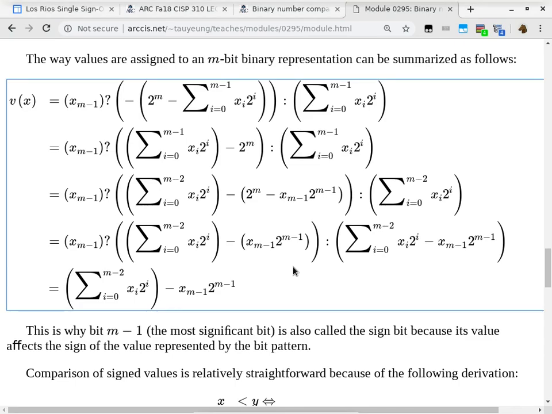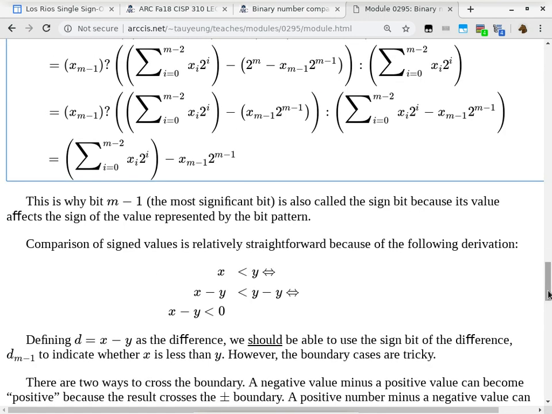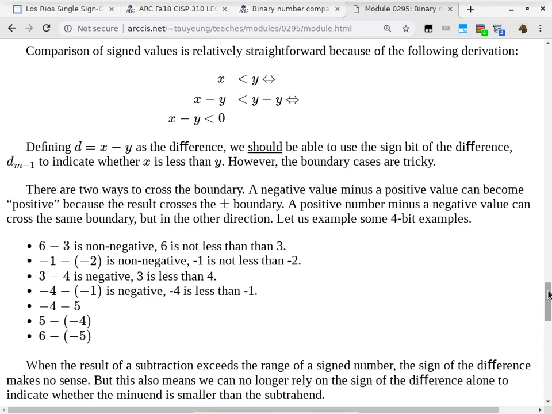Okay. So moving on from here. But the sign bit is not sufficient to tell us whether, in a comparison, a number is less than another number or not. Okay, it would seem that it should be able to do that, but it's not. So let's look at this derivation here.